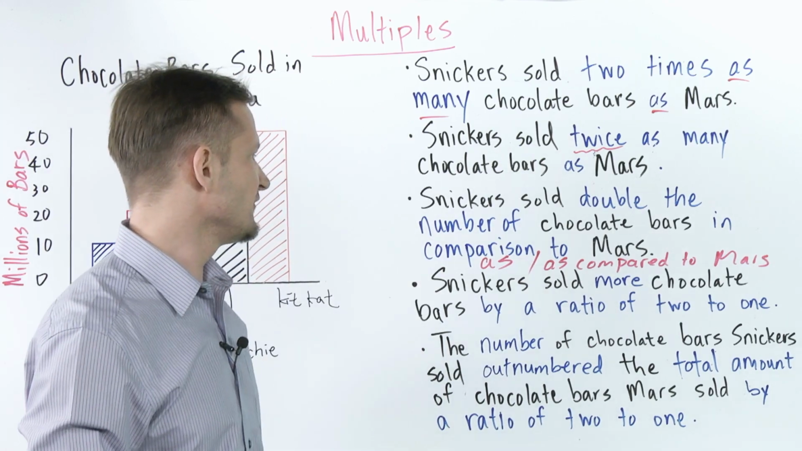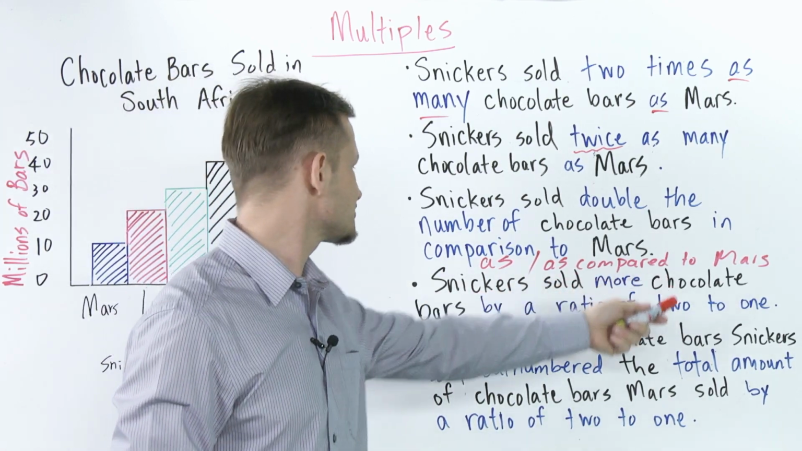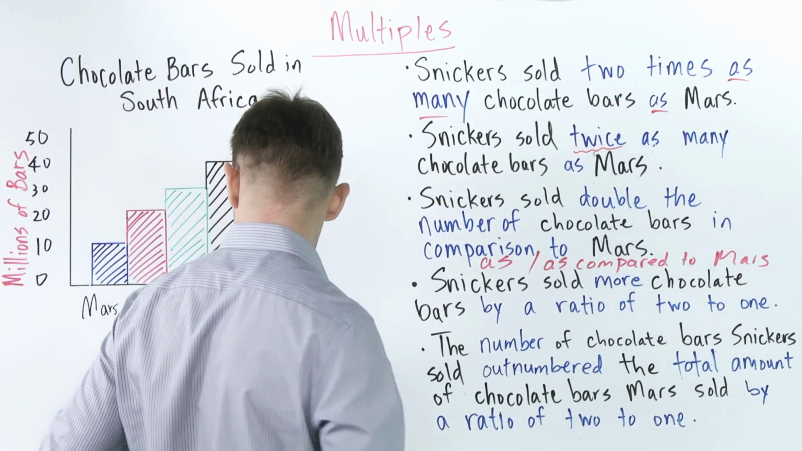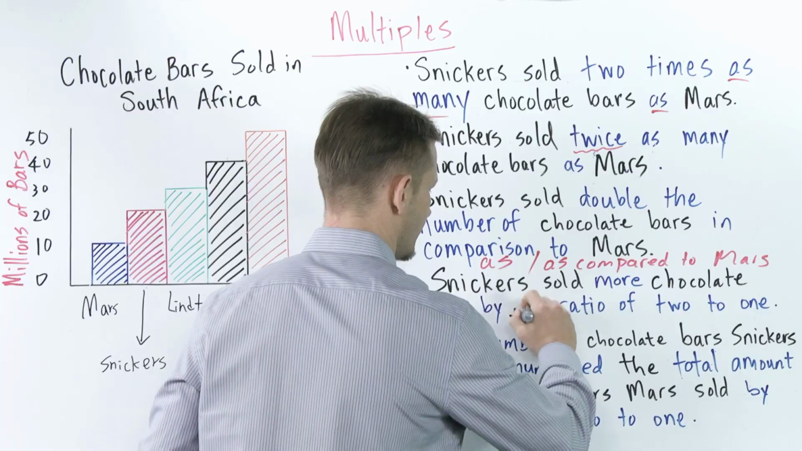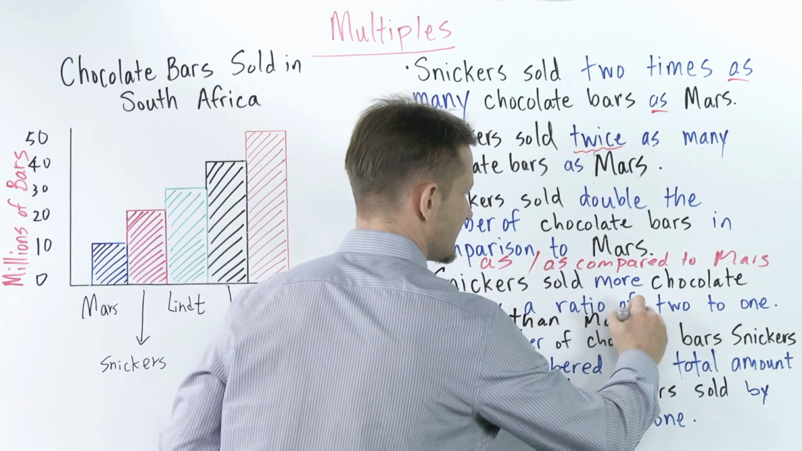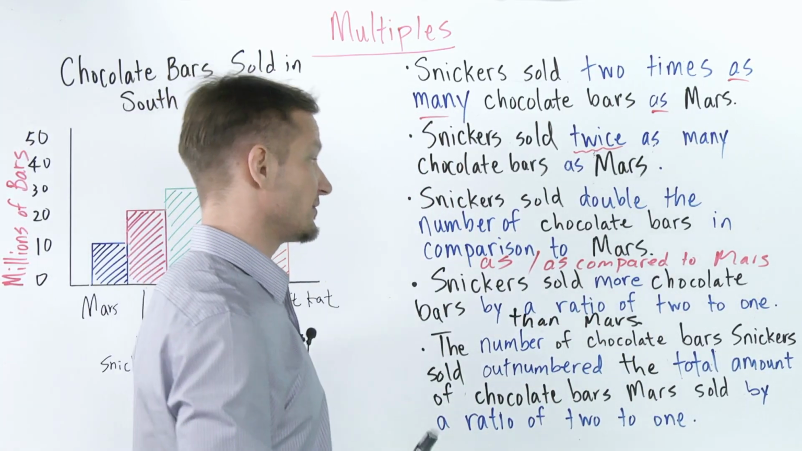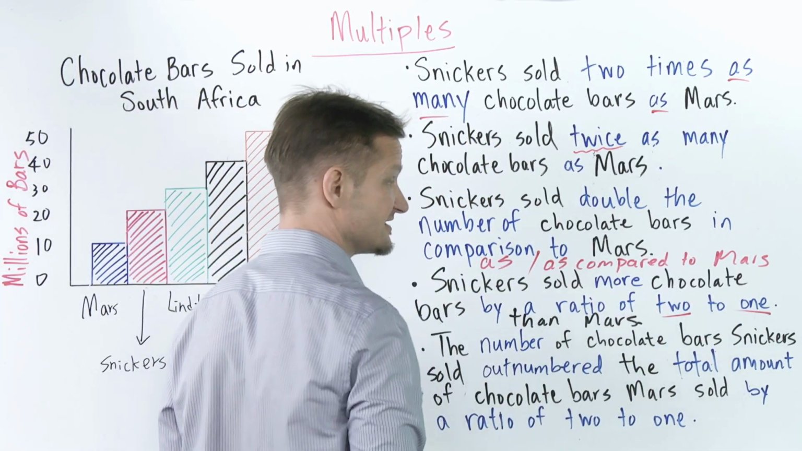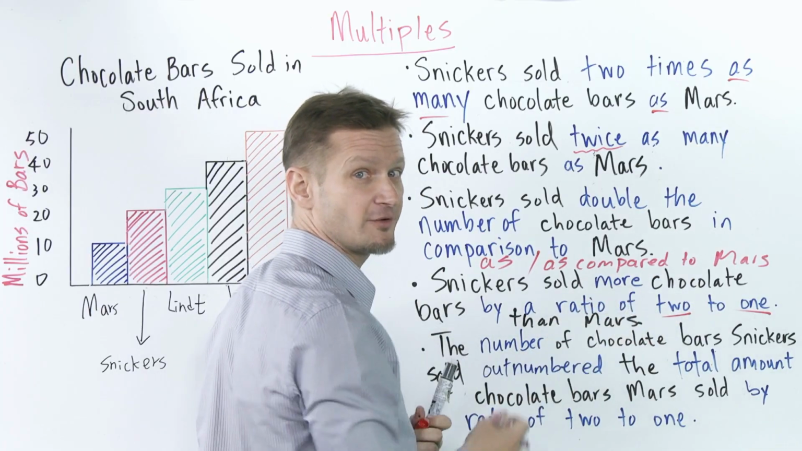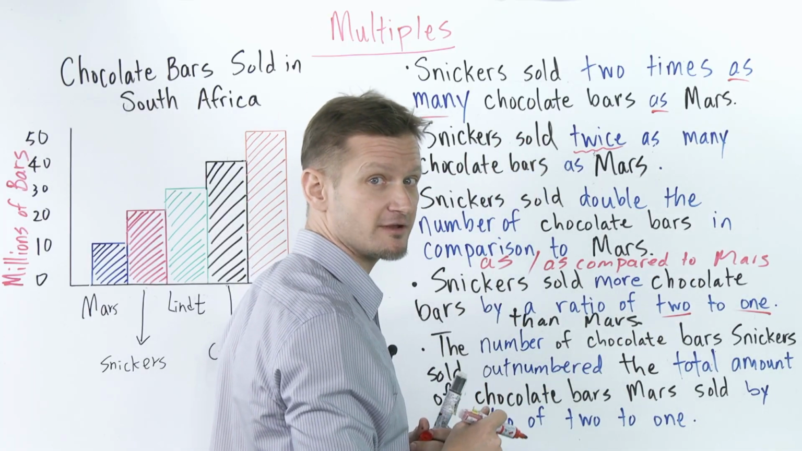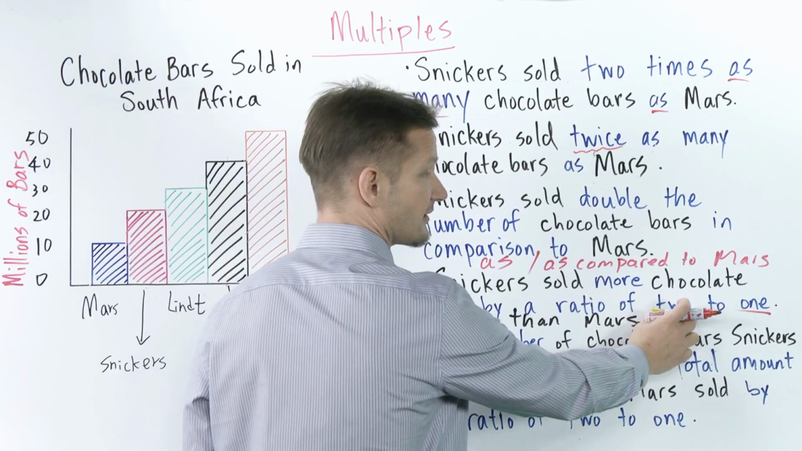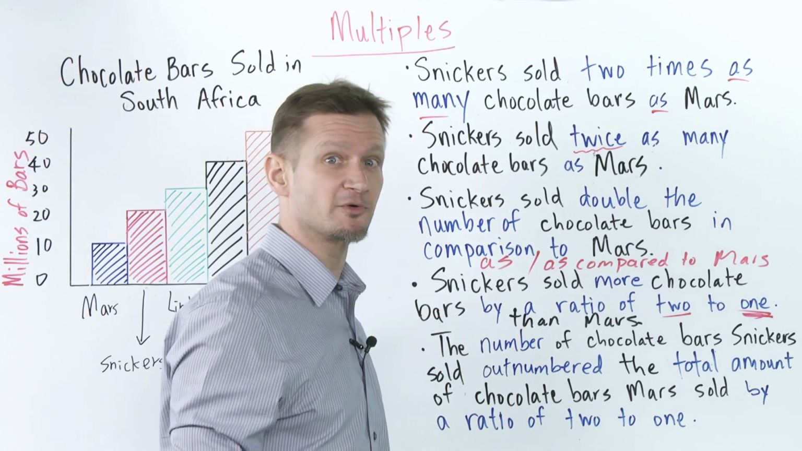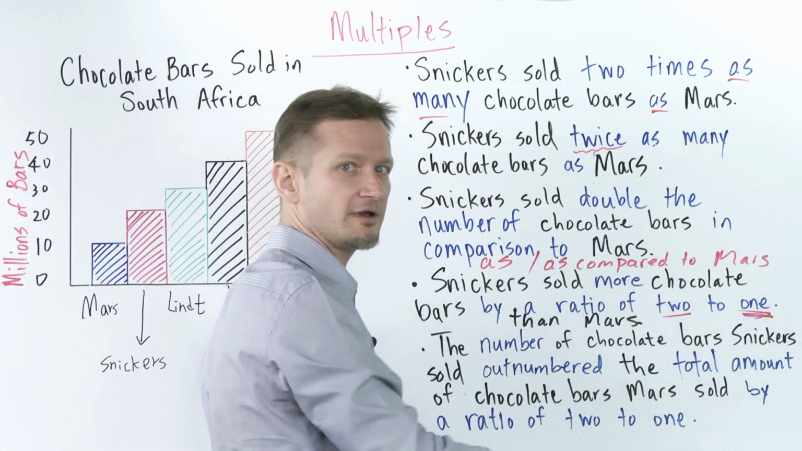Okay, so moving on. Snickers sold more chocolate bars by a ratio of 2 to 1. Oh, and I should add here, than Mars, right? So you need to compare 2 things, than Mars. And so again, now we're 2 to 1, right? That's a ratio of 2 to 1. Now you can change this to 4 to 1, 5 to 1, 162,000 to 1. You can put any number in here, but it's going to get complicated. The most common way we talk about this is 2 to 1, 3 to 1, 5 to 1.